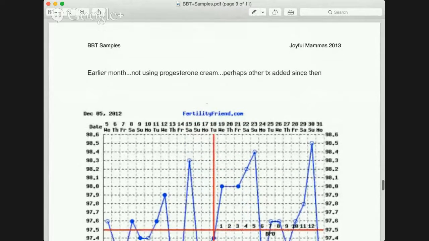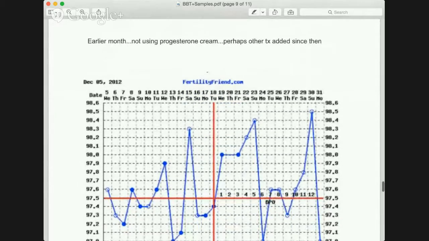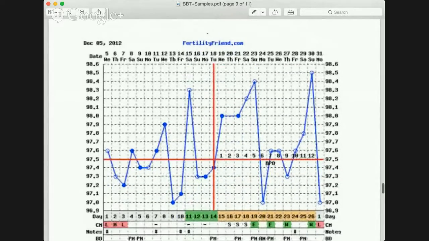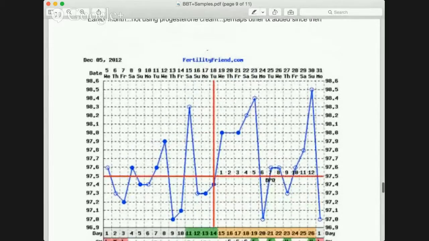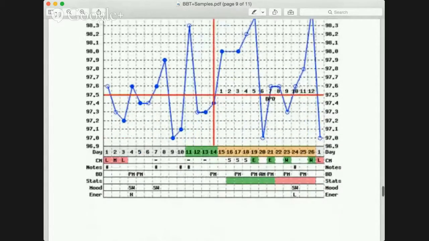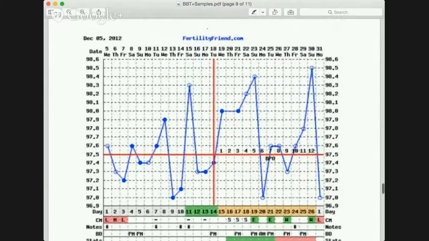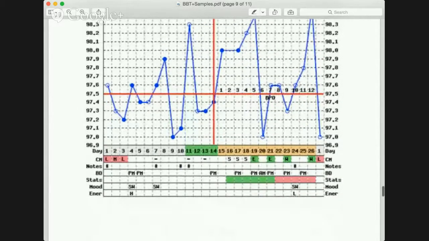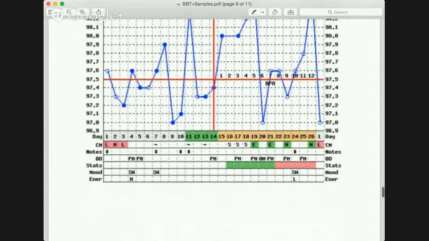I think this is still the same person. This is, wow, look at all this variation. She said she wasn't using progesterone cream here. I guess she was later. This is a much earlier cycle. And yeah, all over the board here.